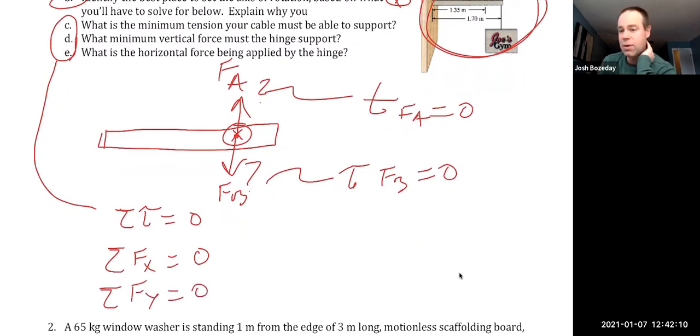So I won't tell you which is which, but part C, you're going to solve by using one of these 3. Part D, you'll solve by using a different one of those 3. And part E, you'll solve by using a different one of those 3. So you kind of have to sort that out. I recommend you start by writing all those out: what torques add up to your net torque, what forces add up to your net force in the X, what forces add up to your net force in the Y, and then you can solve.